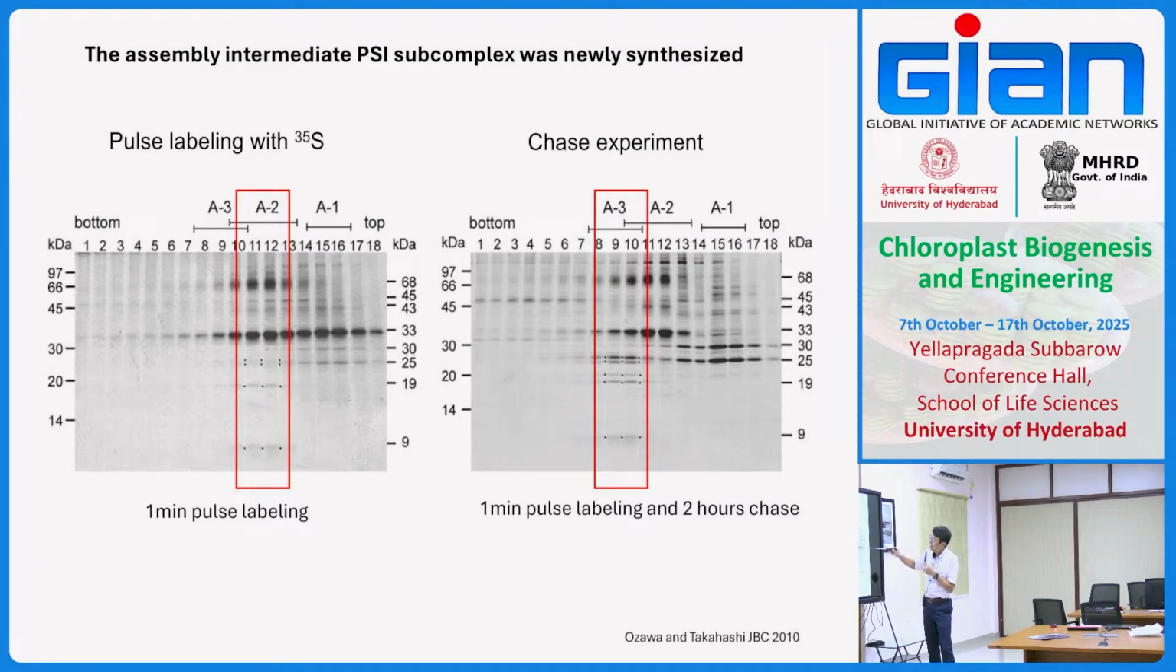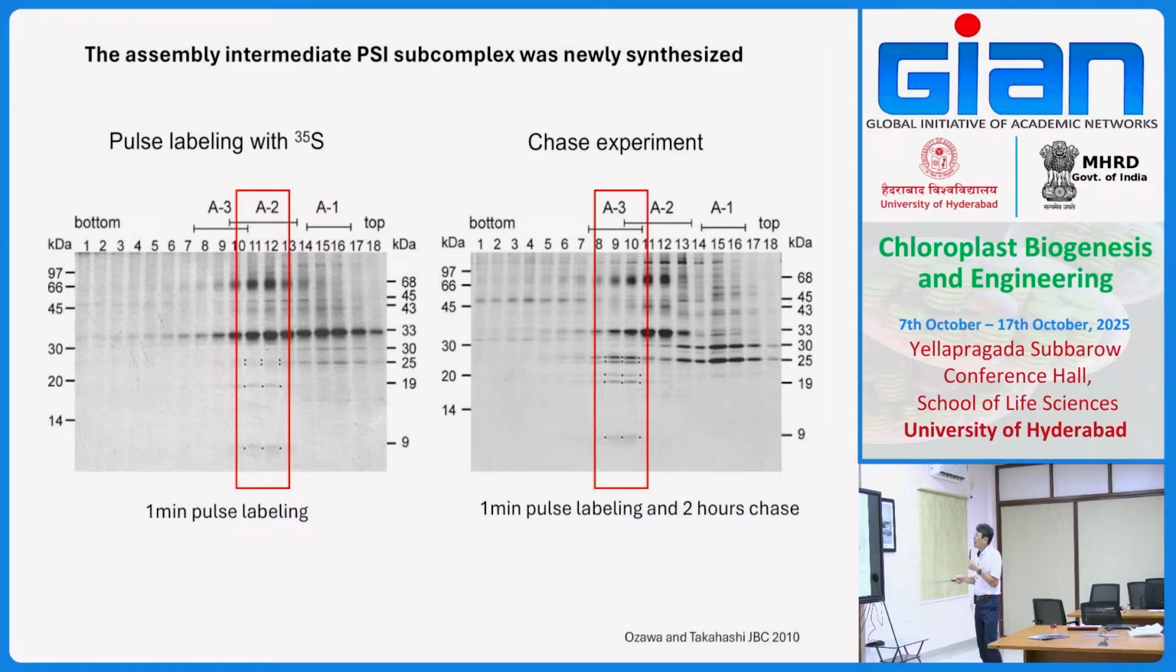And here, about 30 to 25 kilodalton, the signal is weak, but it's sharp and you can clearly see it. These are the light harvesting complex apoproteins.